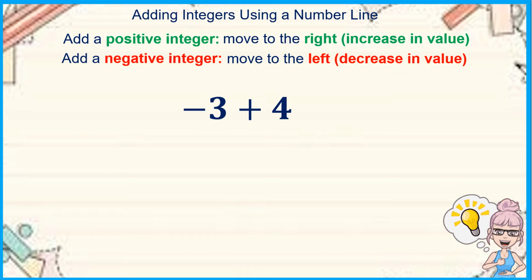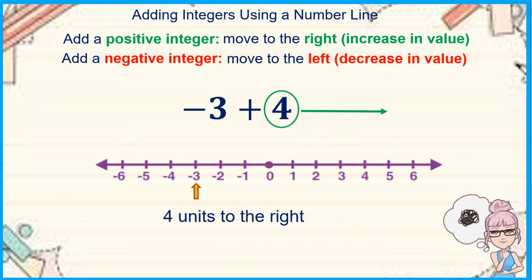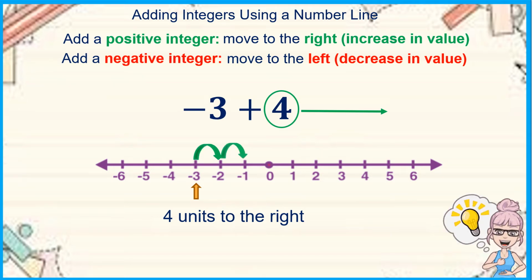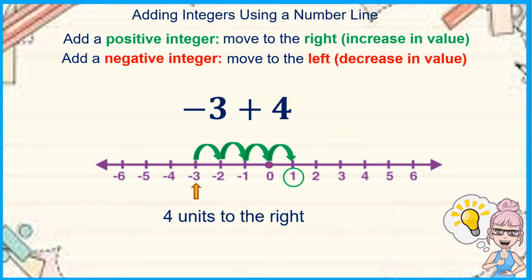Supposing we have negative 3 plus 4. Since 4 is a positive integer, we are going to move to the right on the number line. Starting at negative 3, we are going to move 4 units to the right. So let us count. 1, 2, 3, 4. We end up at positive 1. So therefore, negative 3 plus 4 is equal to positive 1.